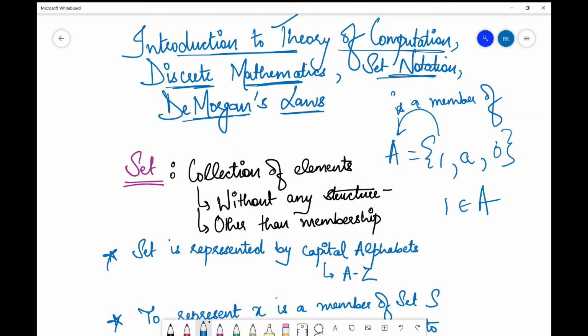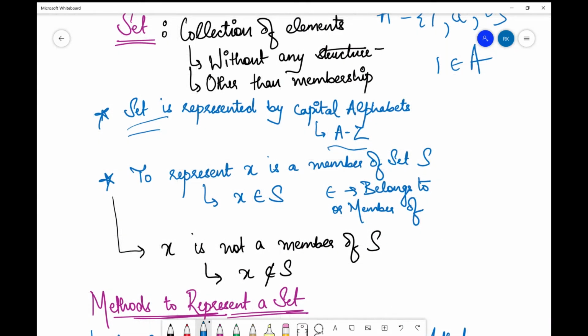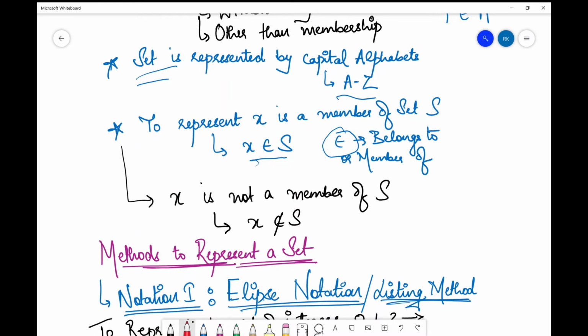Now all sets are generally represented by capital alphabets such as A to Z, and to represent that x is a member of set S, we say x belongs to S, which I just explained with an example. This belongs to is a symbol known as belongs to or a member of. Similarly, if I want to say that x does not belong to S, or x is not present in set S, then I would write the belongs to symbol and cross it with a single slash. That is how we represent not a member of.